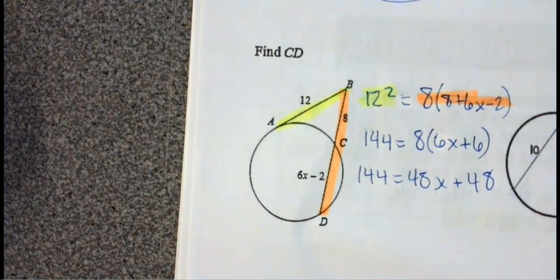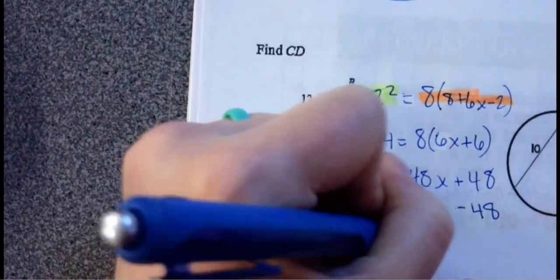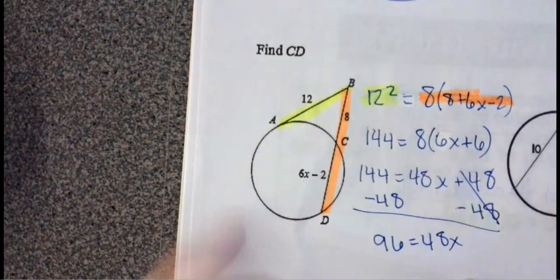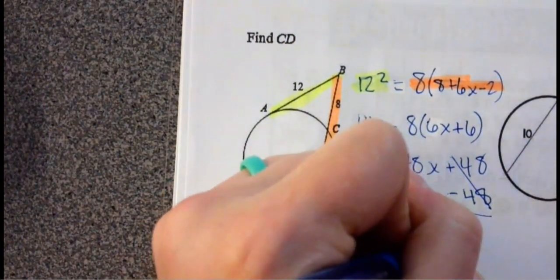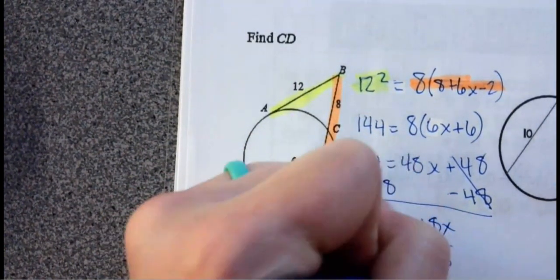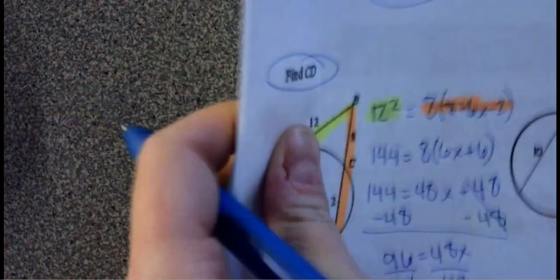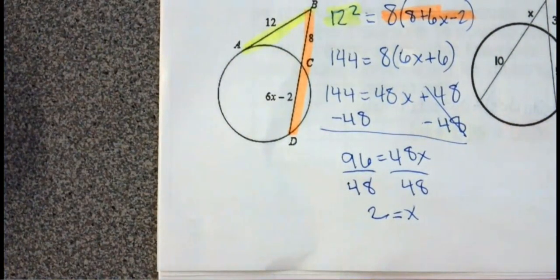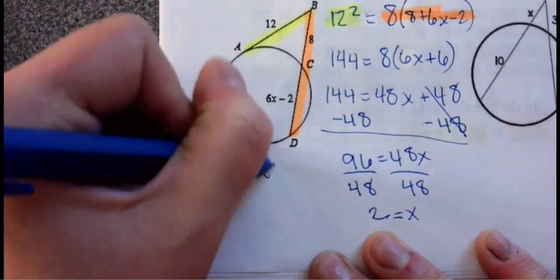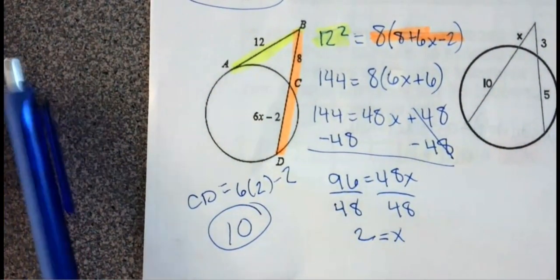Then you distribute. Then you subtract 48. So that gets canceled out. It is 2, but then yes, you are not done. Find CD. CD is 10. Yeah. CD is 6 times 2 minus 2, or 10. All right. That's all we're going to do.